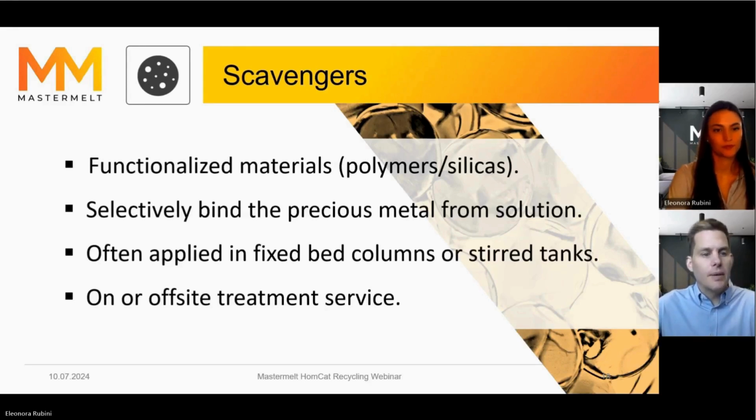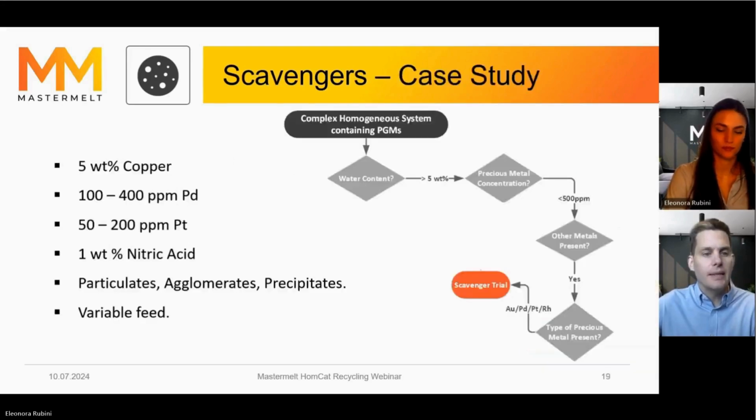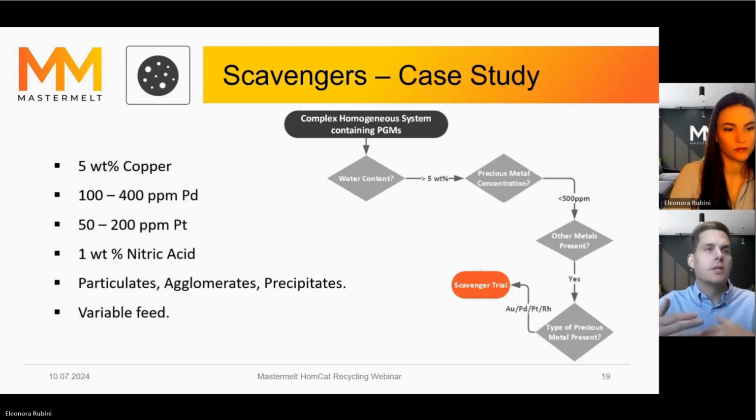On the scavengers, I've got a little case study here where we worked on a very complicated waste stream. We mentioned before how these often are complicated and vary in different components, and this one actually contained around 5% weight of copper. It had varying levels of palladium and platinum, and it had nitric acid. There were varying particulates, agglomerates and precipitates in this mix, and what made it more complicated is the feed really varied. So from batch to batch, you might see higher levels of the palladium and lower of the platinum, or vice versa, slightly more copper, and there might be more particulate in one than the other.